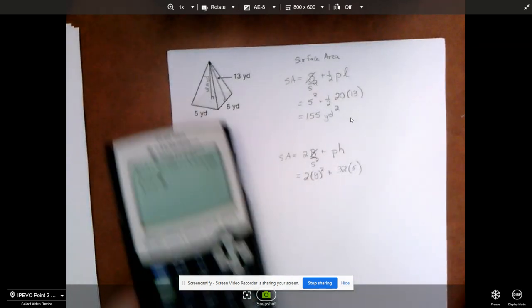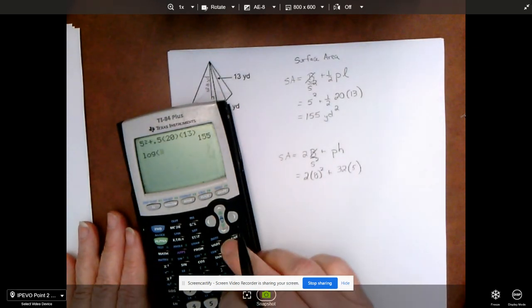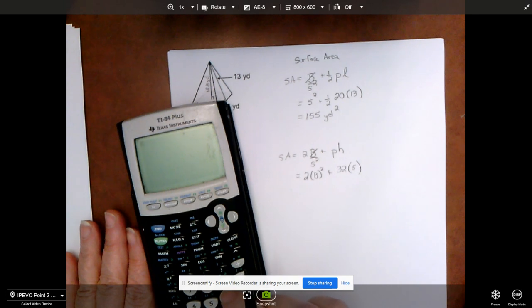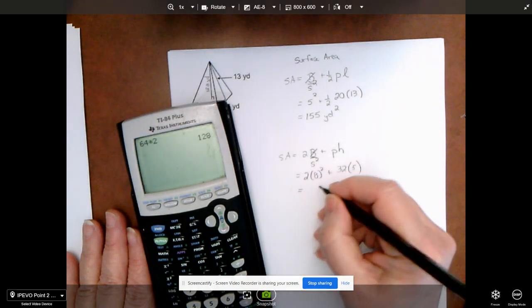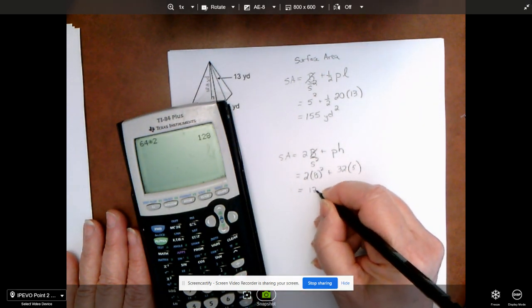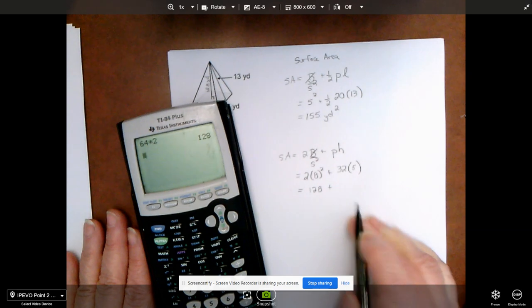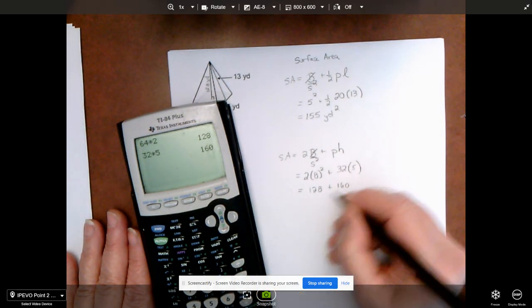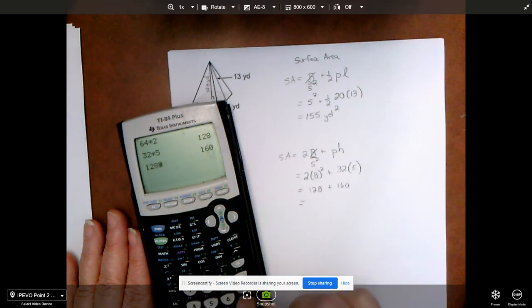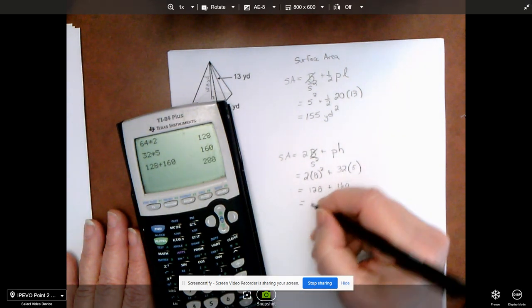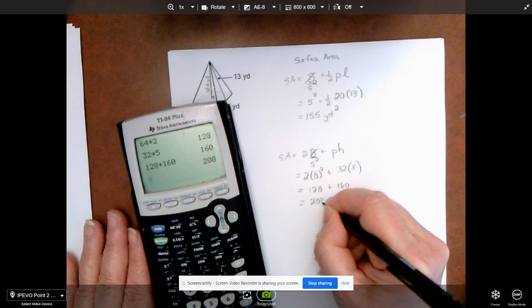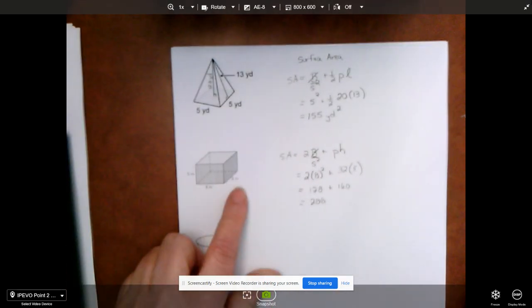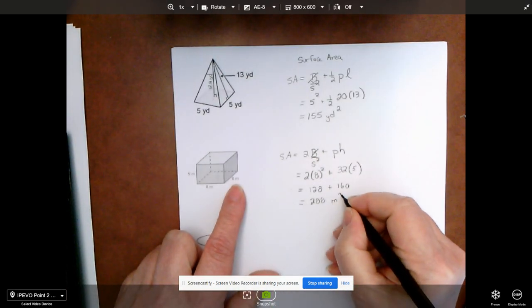Go to my handy dandy little calculator. 8 squared is 64. 64 times 2 will give me 128, plus 32 times 5 will give me 160. And 128 plus 160 will give me 288. Again, now my units are meters. This is area, so meters squared.